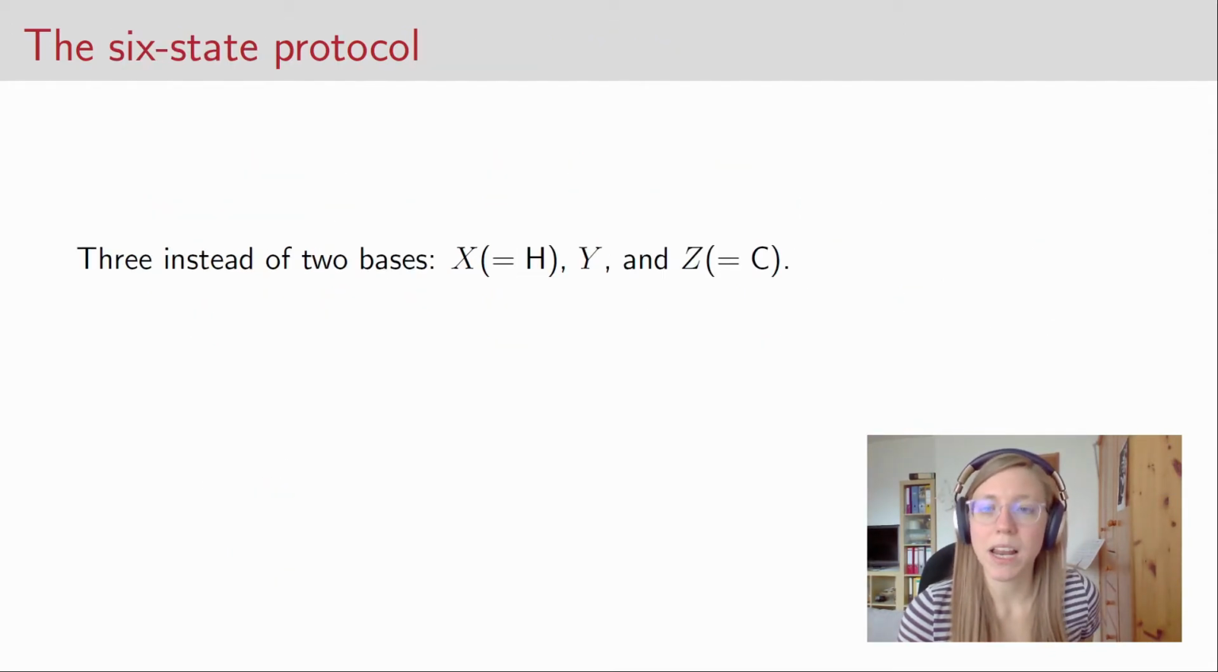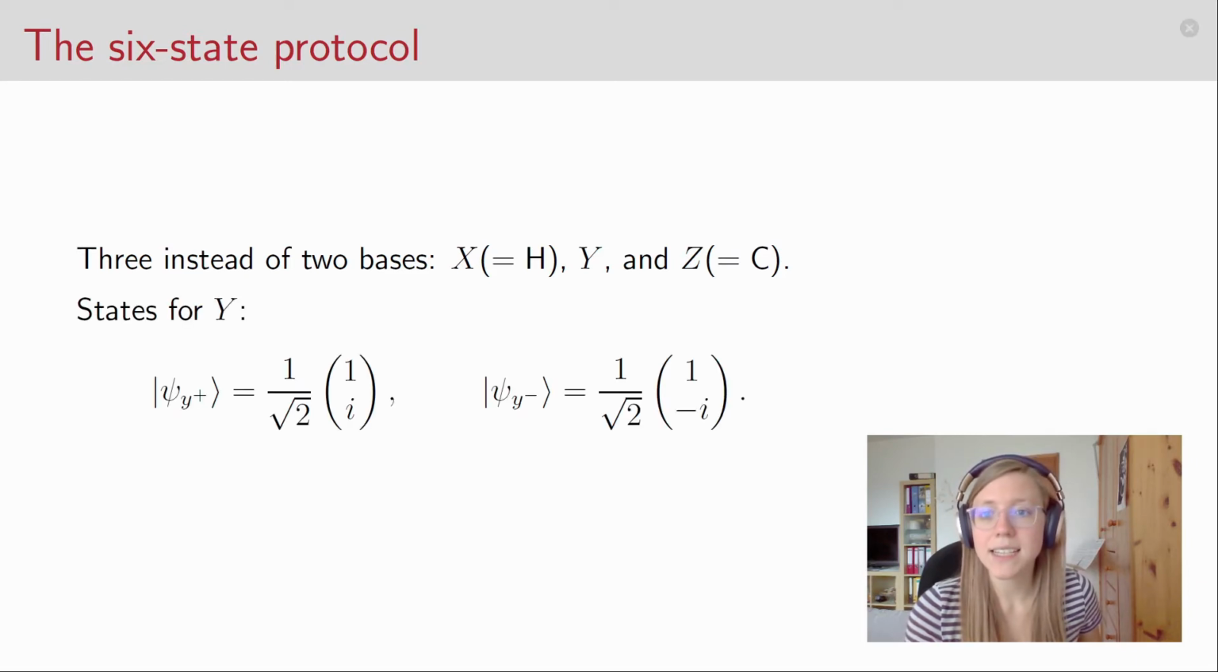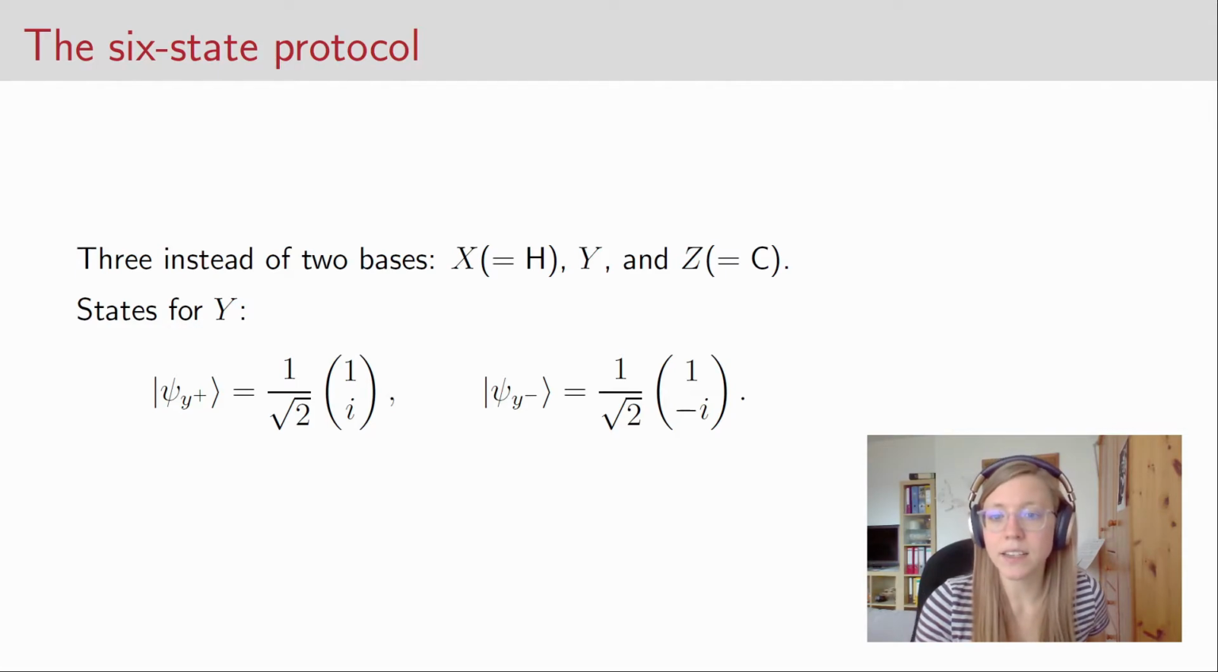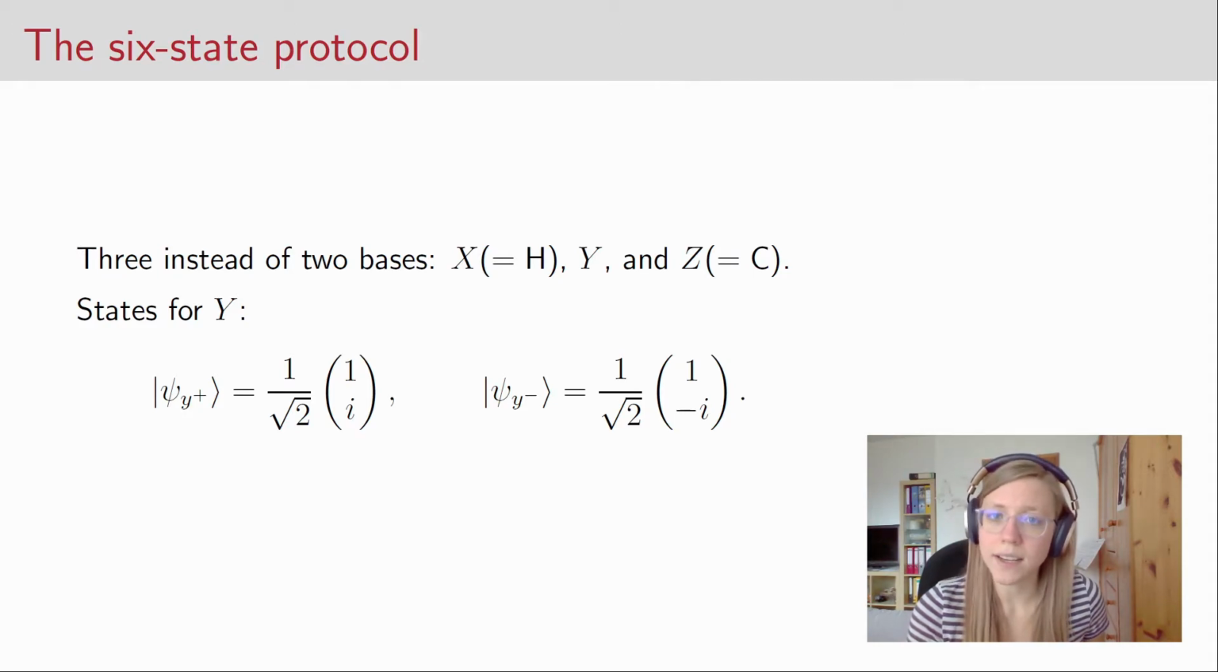One of the protocols that I would like to talk about is the 6-state protocol. It is very similar to the BB84 protocol in all the different steps, but it has one difference. The BB84 protocol used the computational basis and the Hadamard basis, which you can also call the Z and the X basis. The 6-state protocol now introduces a third basis, the Y basis. The states that correspond to the Y basis are the ones that we call psi y plus and y minus. And in a vector representation, you can write them as 1 over square root of 2 times the vector (1, i), where i is the imaginary unit, or (1, minus i) respectively.